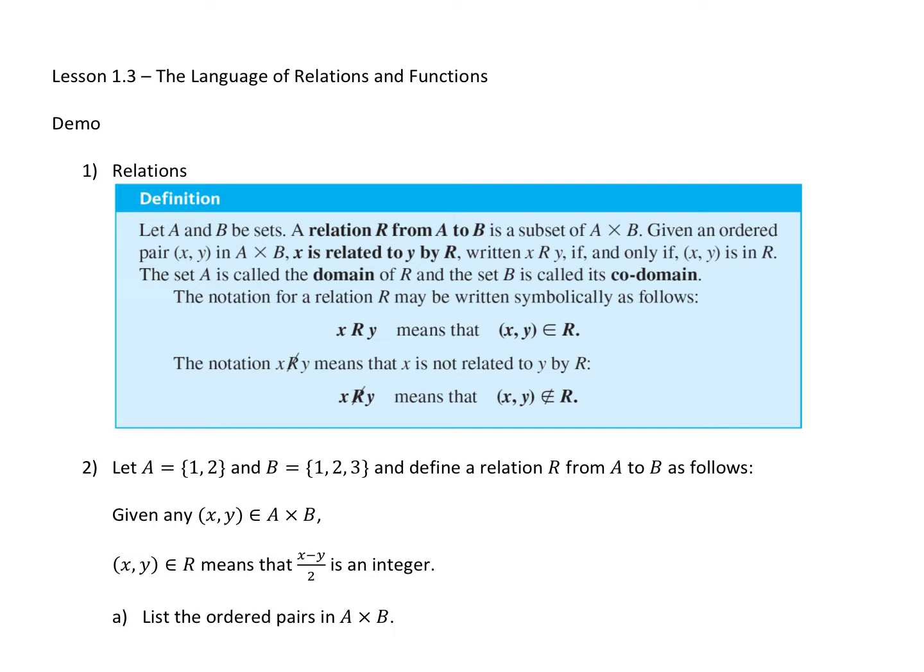And the notation for a relation R may be written symbolically as x R y. I read that x is related to y. And that means that the point x comma y is in the set R. Remember that being a subset of A cross B. If you put a line through the R, it means not related to, and thus the point x comma y is not in R. Okay, so that feels a little wordy and complicated. We'll do an example to make it clearer.